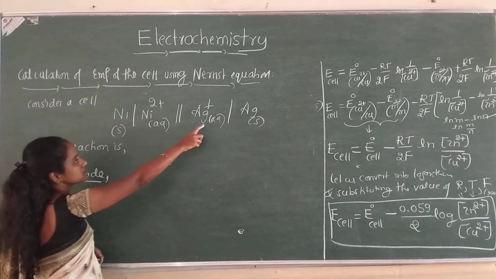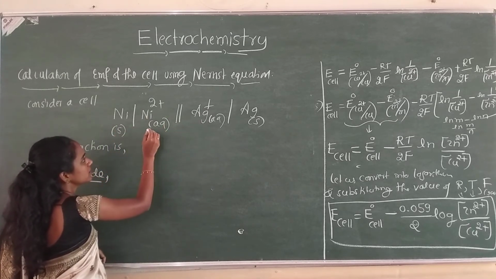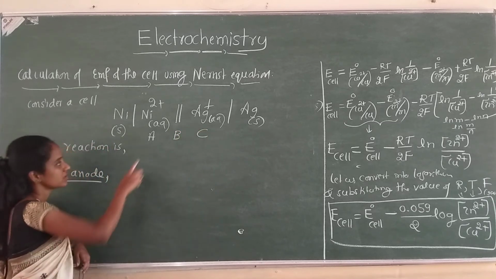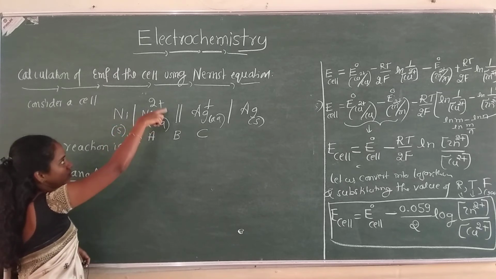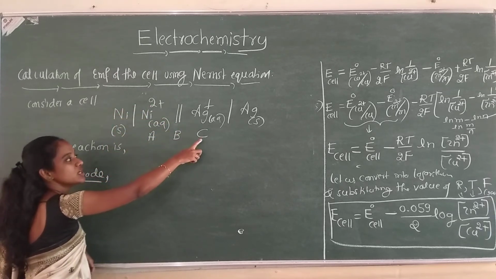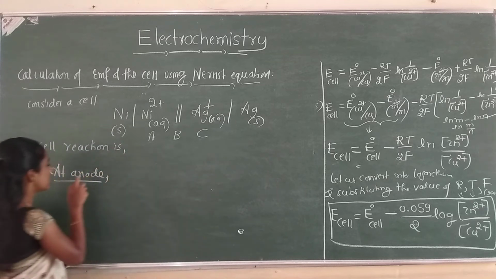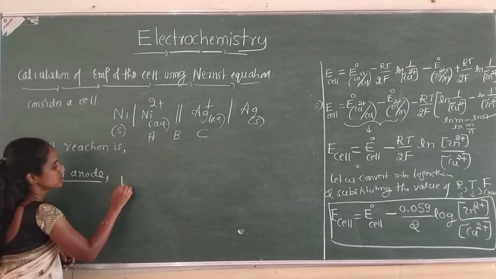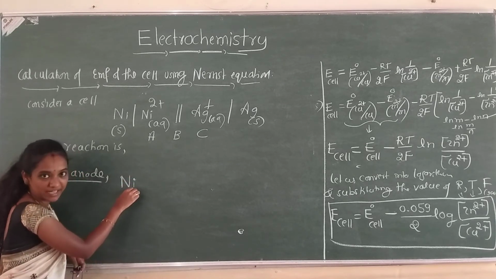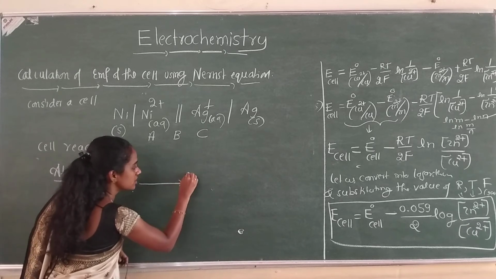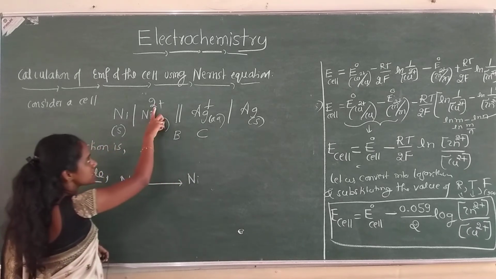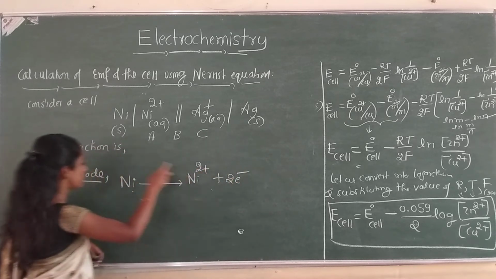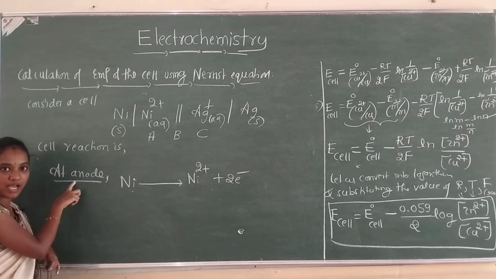So look at the cell here. I have given one small trick to remember: A, B, C. A stands for anode, so this is the anodic reaction, B is salt bridge, C is cathode, so this is the cathode. So let us write at the anode, which is nickel. At the anode oxidation occurs. What is oxidation? First you have to take nickel. It undergoes oxidation, that means it loses how many electrons? Because they have given 2 plus, it loses 2 electrons. This is one half cell reaction which is taking place at the anode.